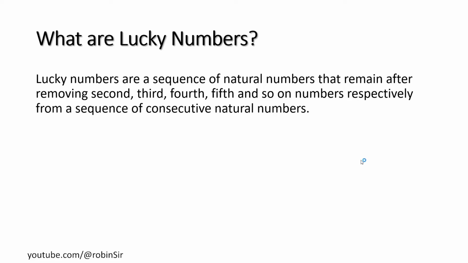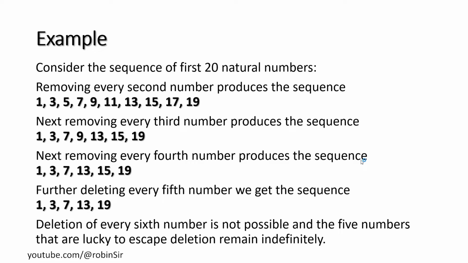Lucky numbers are a sequence of natural numbers that remain after removing the second, third, fourth, fifth, and so on, numbers respectively from a sequence of consecutive natural numbers. Let's try to understand this with an example. Now consider the sequence of the first 20 natural numbers.